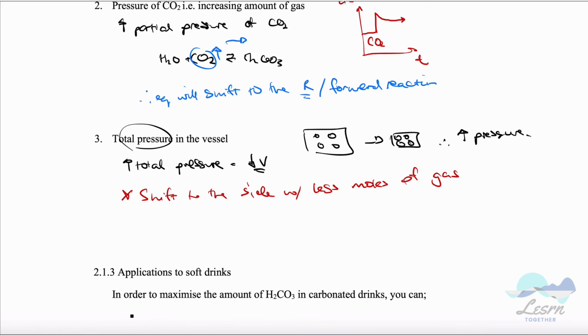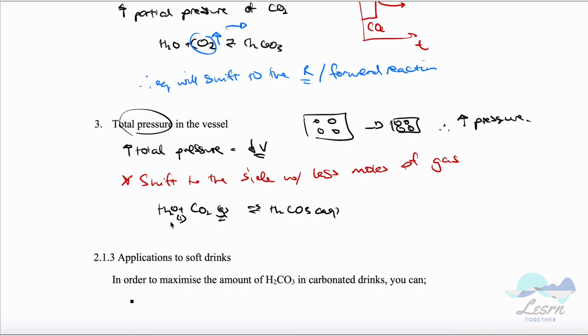So now if I draw the equation again, H2O plus CO2, and I'm going to make it clear that the CO2 is the gas, and that's going to go to H2CO3 aqueous, like so, and water's liquid, right? So if I increase the total pressure, again, the system's not comfortable, it's not happy, so it wants to decrease that pressure. How's it going to decrease that pressure? Well, it's going to shift to the side with less moles of gas.